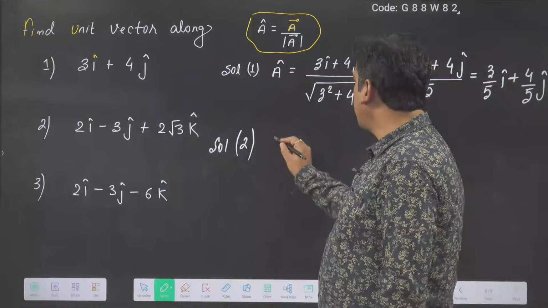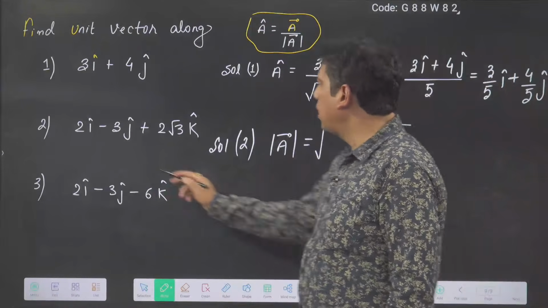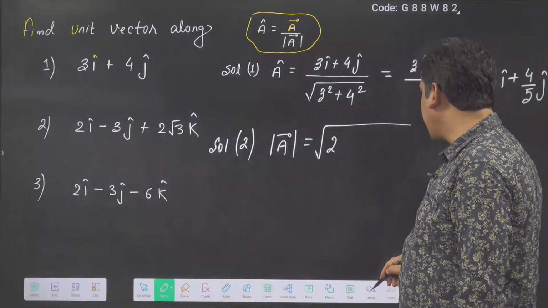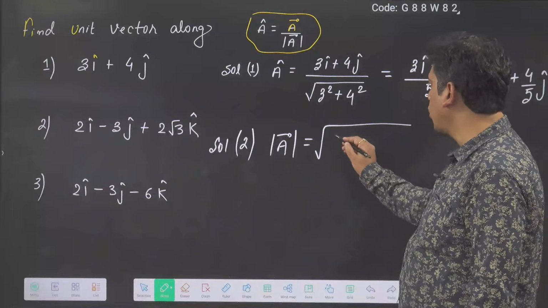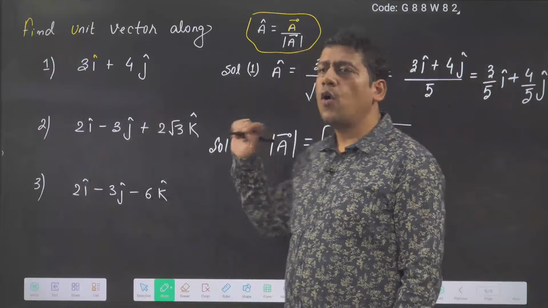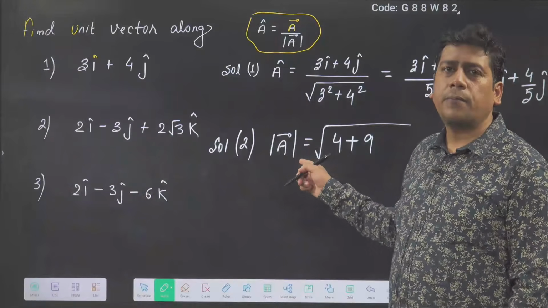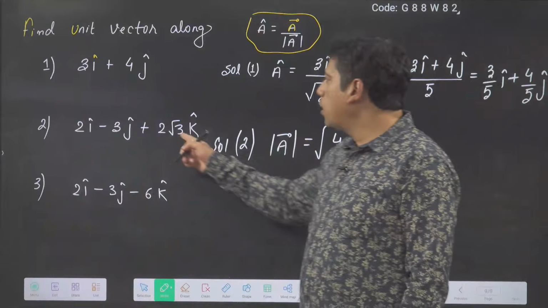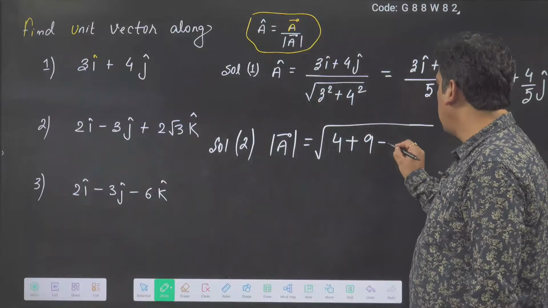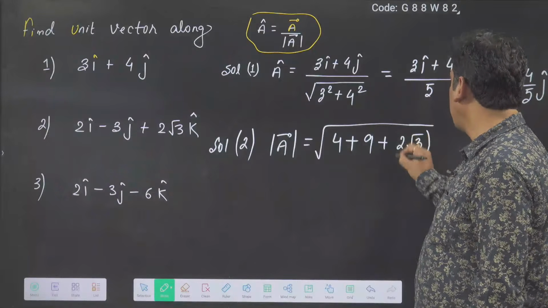Let's find the magnitude first. So magnitude will be 2 square. Can I write directly? This much mathematics, so I think you should know. 2 square is 4. Minus 3 whole square will be 9. Don't write minus 9. Please don't write minus 9. 2 root 3 whole square. What is 2 root 3 whole square?